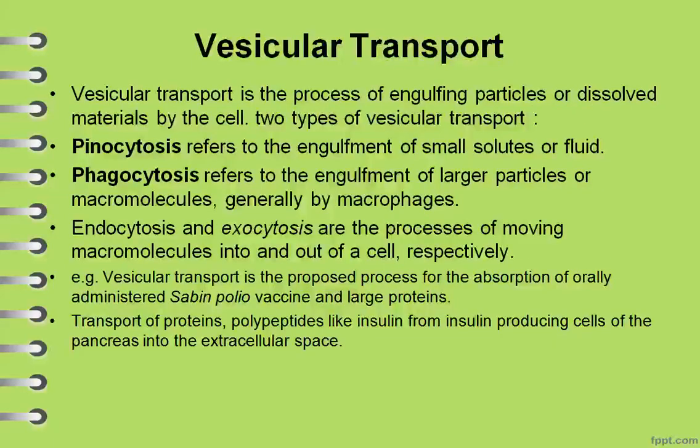Next one is vesicular transport. Vesicular transport is the process of engulfing particles or dissolved material by the cell. There are two types of vesicular transport: pinocytosis and phagocytosis. Pinocytosis is the engulfment of small solutes or fluid, and phagocytosis is the engulfment of large particles or macromolecules, generally by macrophages.